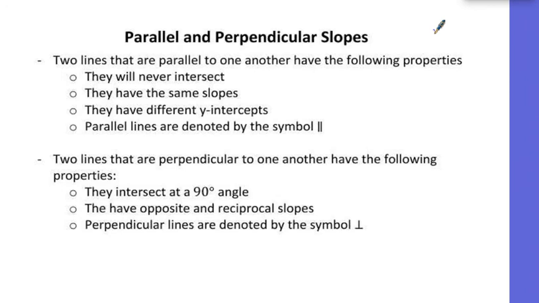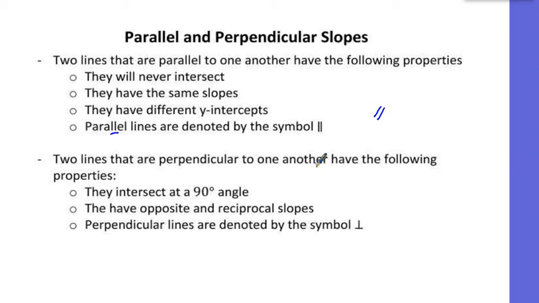If two lines are parallel to each other, they're never going to intersect. This is true because they have the same slopes. Their y-intercepts are different, but their slopes are the same. And the symbol that we use is two lines together, almost like the two L's in the word parallel. Sometimes they're written on diagonal, and sometimes they're straight up and down.